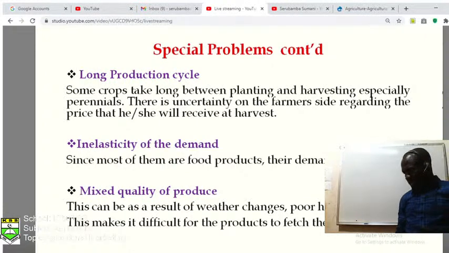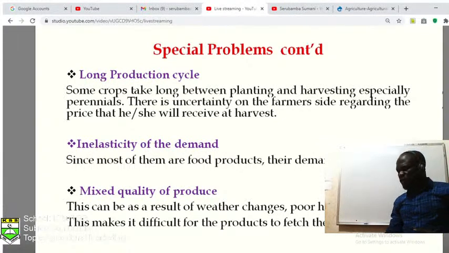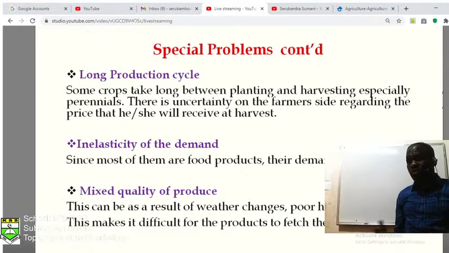Okay? Then the other challenge with these agricultural products is that they have inelastic demand. Remember, we said inelastic demand is demand that does not respond much to changes in prices. Most of agricultural products are for survival. They are basic necessities, food. So changes in prices do not affect the quantities demanded that much. If in a home, my family maybe we are eating 2 kilograms of rice in a day, whether the price of rice increases or decreases, I'll buy 2 kilograms. So they have inelastic demand.